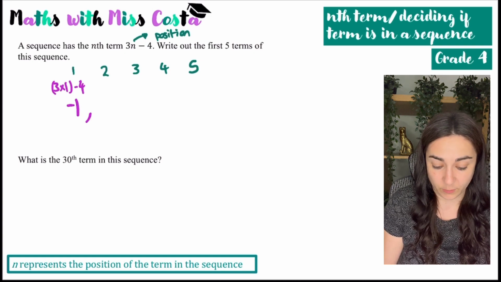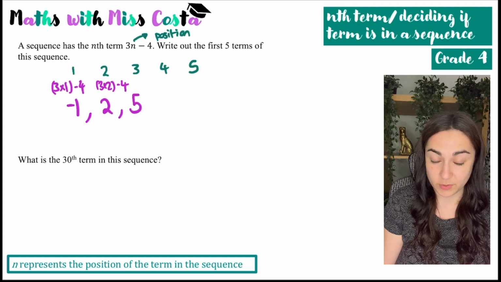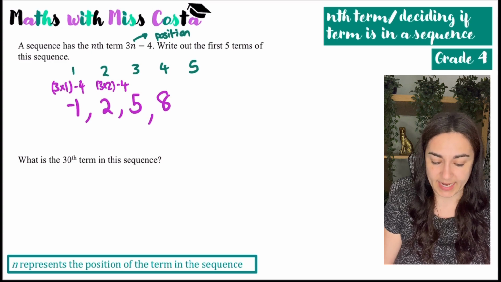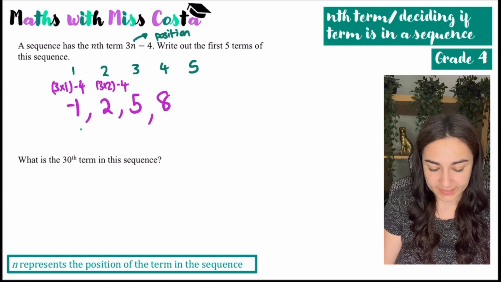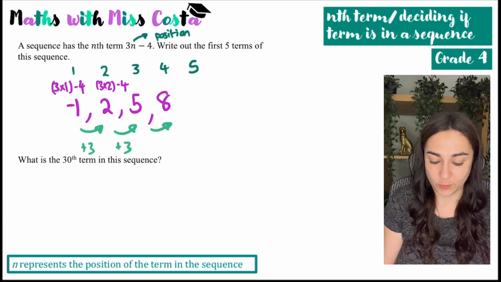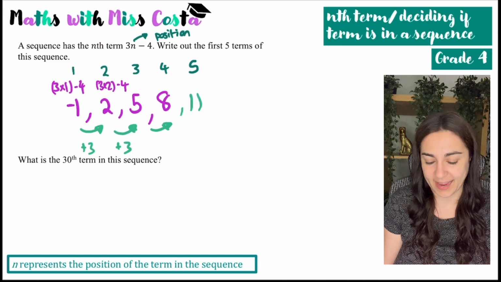Then n would be 2. So I do 3 times 2, take 4. 3 times 2 is 6, take 4 is 2. Then I do 3 times 3, which is 9, take 4 is 5. 3 times 4, which is 12, take 4, which is 8. And now you should see that hopefully it's going up in a nice sequence. So you know that it's going up in 3s, because it's going up in the 3 times tables, and it's always 4 less than that term.